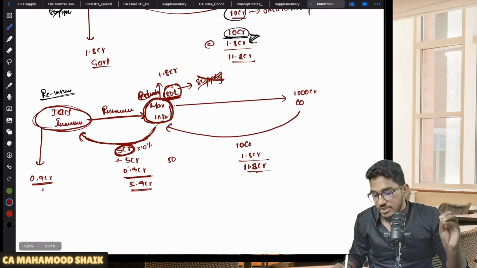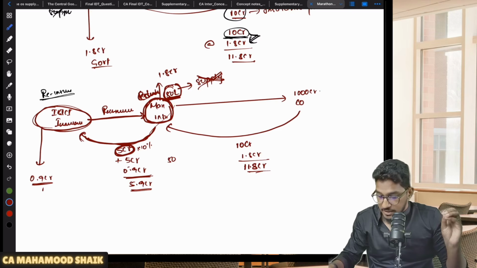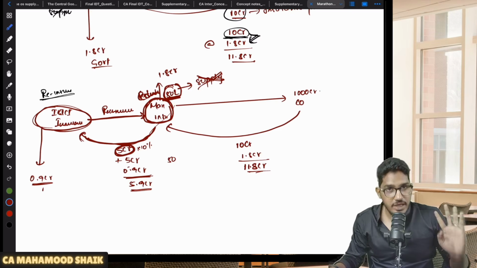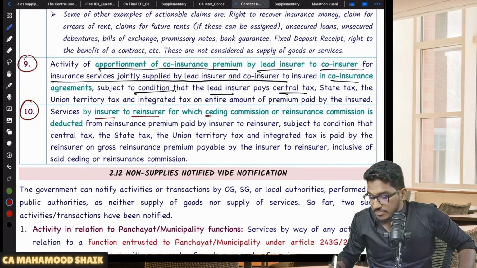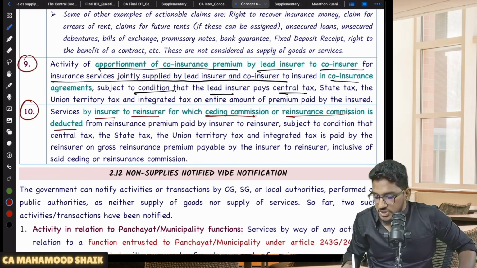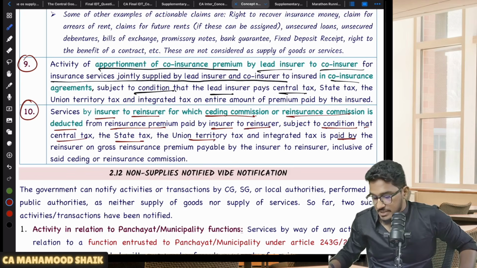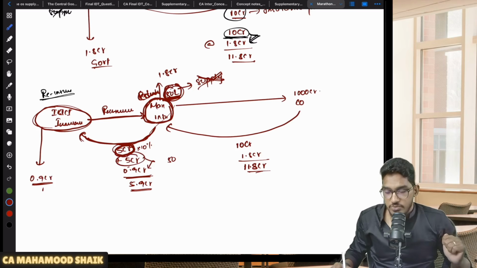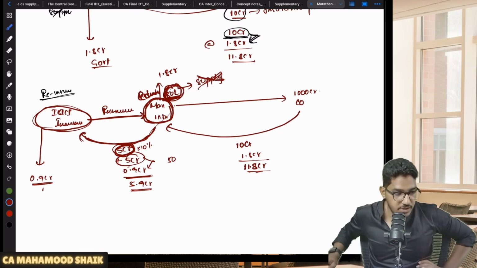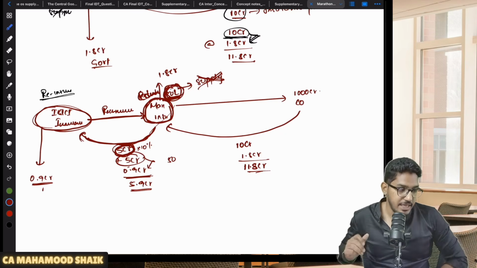Similarly, ceding commission charged by the insurer from the reinsurer, that is also not a supply. So if you read it here, services by insurer to reinsurer, for which ceding commission or reinsurance commission is deducted from the reinsurance premium paid by insurer to the reinsurer, subject to the condition that central tax, state tax, union territory tax is paid on the gross reinsurance premium. So on this entire gross reinsurance premium, anyhow you are paying GST. This ceding commission is a part of that reinsurance premium only, which has already been subjected to GST. If you once again start imposing GST on that ceding commission, it will lead to double taxation.